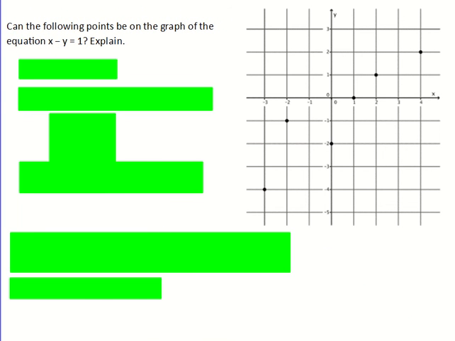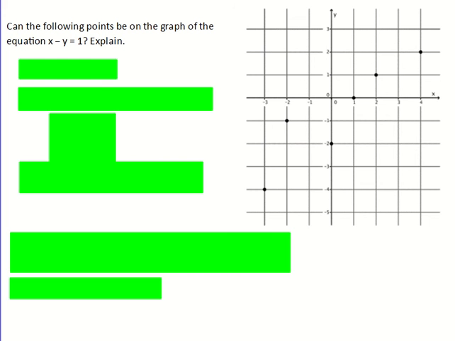So can the following points be on the graph of the equation x minus y equals 1? Explain. So this example, if you notice, the points do not all fall in a straight line like the previous example did. So if they do fall in a straight line, it's sufficient to check 2 points. If they don't, it is sufficient to check 1 point if you end up getting it's not a solution. Okay, so let's go through and check this.